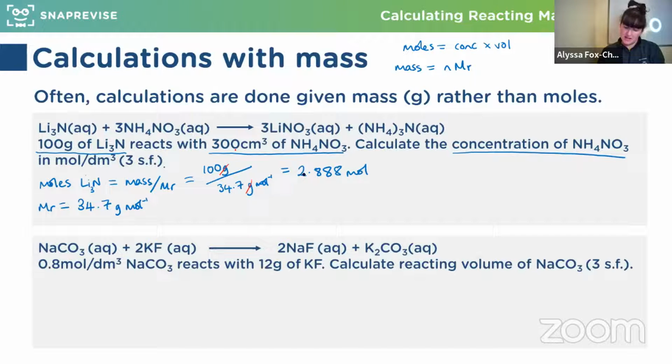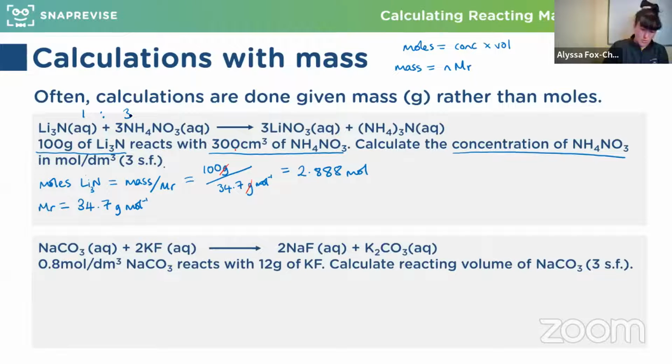They want to know the concentration of ammonium nitrate. Well, now I need to look at a ratio then. I've got 1 mole of lithium nitride to every 3 moles of ammonium nitrate. That means I need 3 times as many moles of ammonium nitrate as I have lithium nitride.